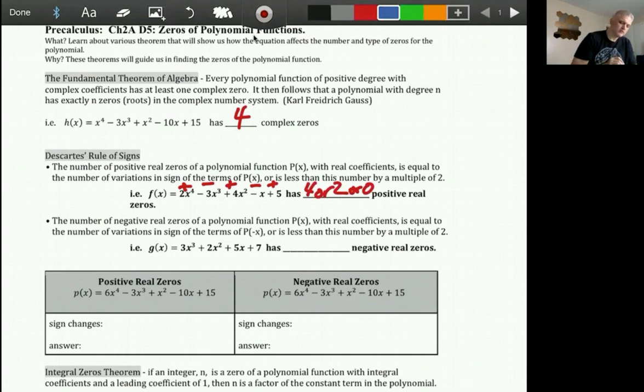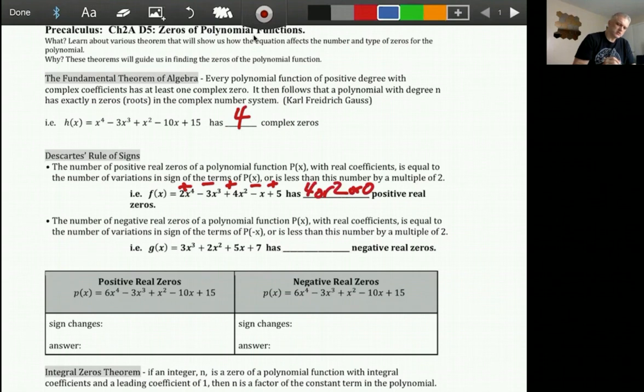But what if I want to know how many negative real zeros there might be? Well, they give us a different function, and they said, find the possible negative real zeros. Now, in order to find negative real zeros, you have to figure out what the sign of p of negative x, or in this case, g of negative x, is going to give you.